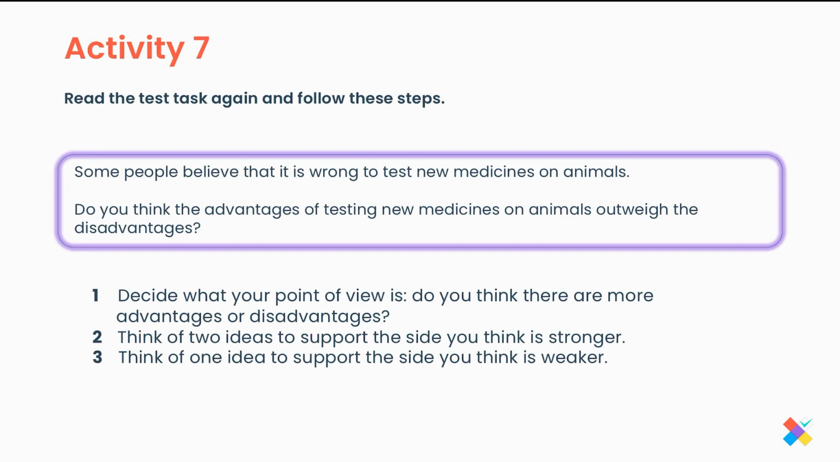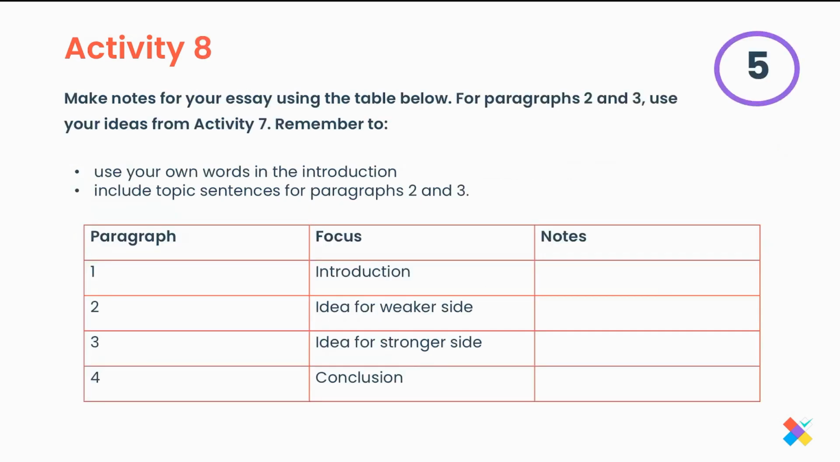Okay, time's up. And now we're going to head for the very last activity of our lesson today. I'd like you to make notes for your essay using the table below. And for the second and the third paragraph, I would like you to use your ideas from the previous activity. So basically you have to make notes about your introduction and also the conclusion. And you have to write the idea for the weaker side and then for the stronger side.